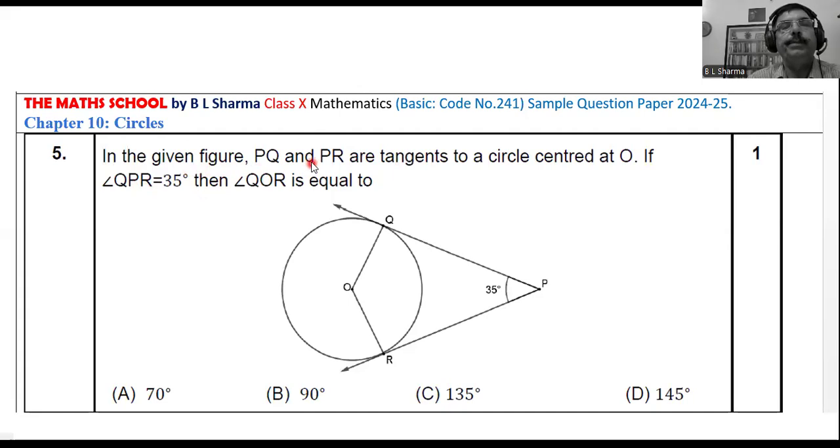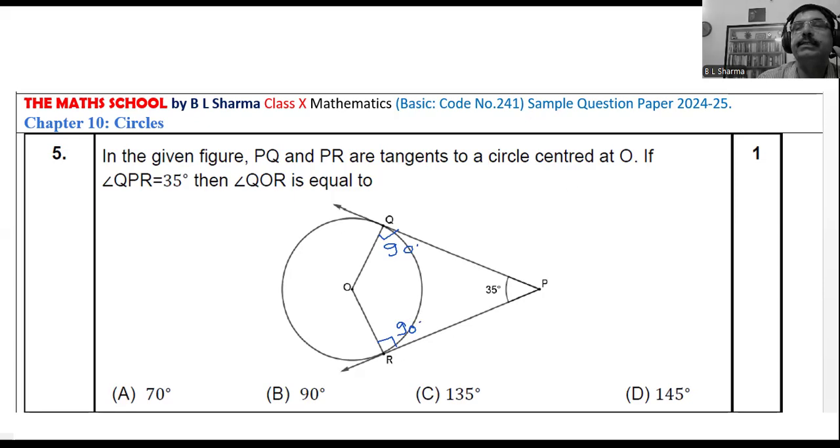In the given figure, PQ and PR are tangents to a circle centered at O. If angle QPR is 35 degrees, means this angle is 35 degrees. PQ and PR are these two tangents. And we know that the angle between radius and tangent at the point of contact is 90 degrees. So this angle is 90 degrees. This angle is also 90 degrees.